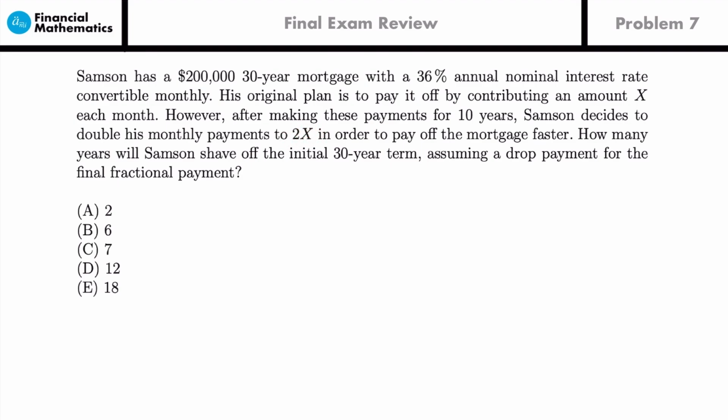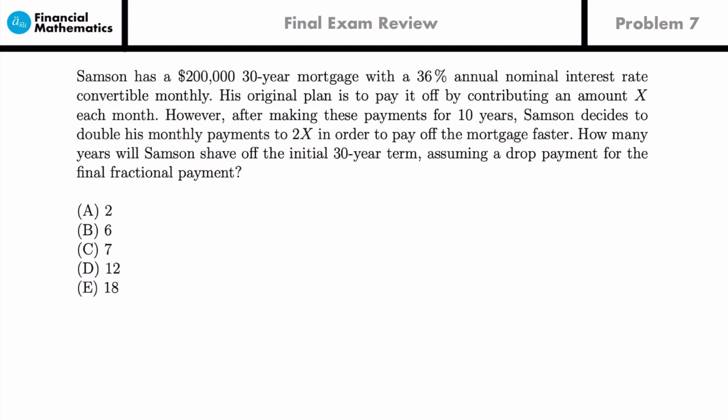And so what we're probably going to want to do here is, for one thing, find the amount X of those payments, if at all possible, and determine how much of Samson's $200,000 loan is left over after he makes those payments for 10 years. Because after that, he technically has a second loan. It's not really another loan, but from the perspective of our calculations, there is going to be a new balance that he then tries to pay off with these 2X payments.